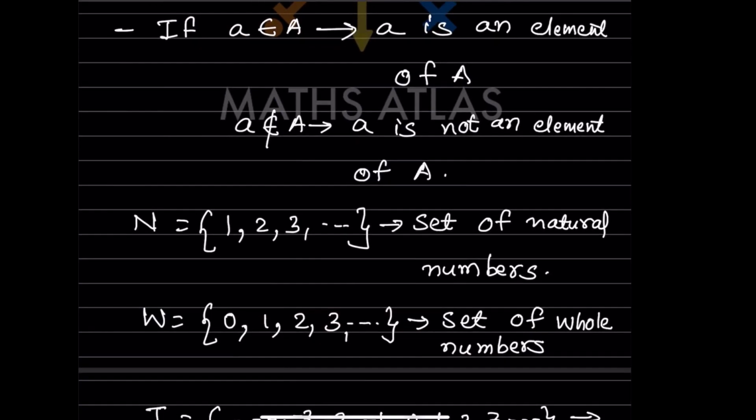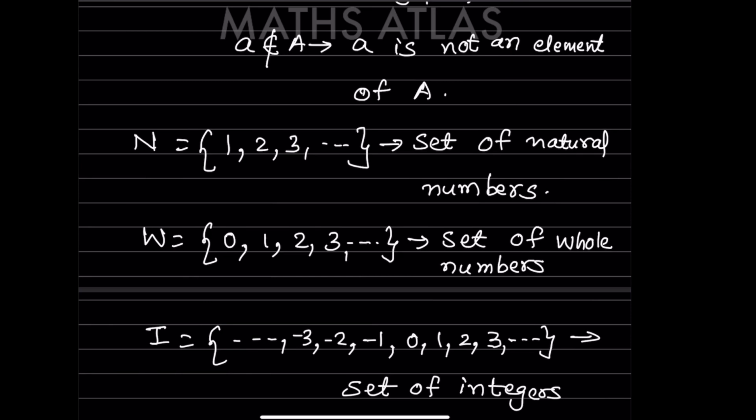Suppose N is given here, with the numbers 1, 2, 3 and so on. 'So on' means it will go on. This N stands for the set of natural numbers. Now whenever W is given, with 0, 1, 2, 3 and so on, we say it is the set of whole numbers.